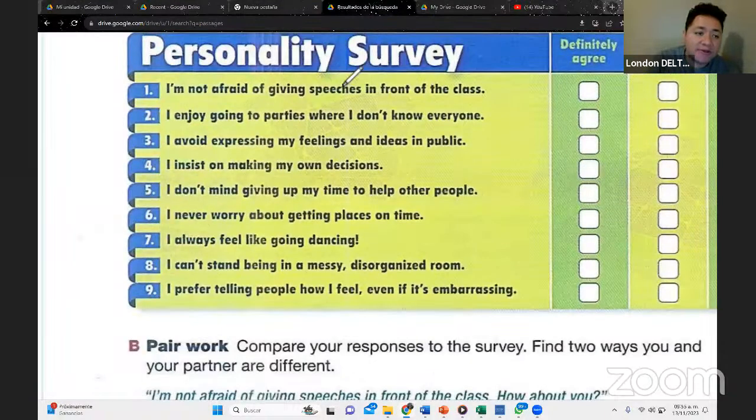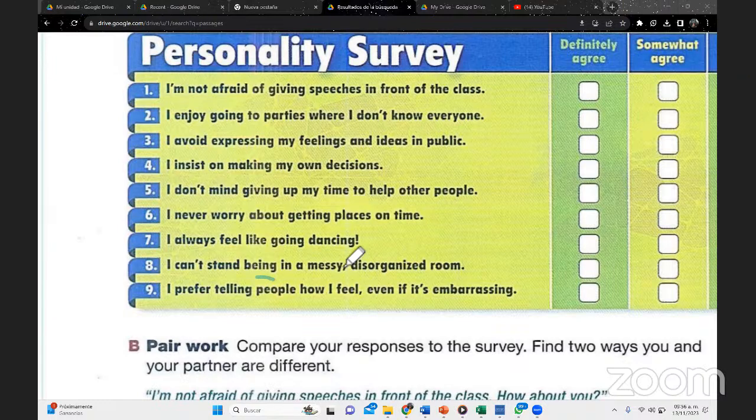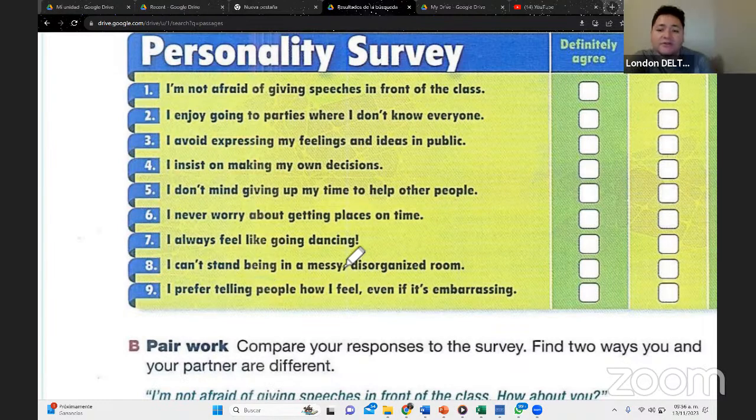So in this, you can see some things that we are seeing indirectly, that after all these expressions, these sentences, they have something in common. Todos los verbos tienen algo en común. Check. For example, afraid of, giving, enjoy, going, avoid, expressing, insist on, making. What do all these verbs have in common? All these verbs. ing. Exactly, very well.